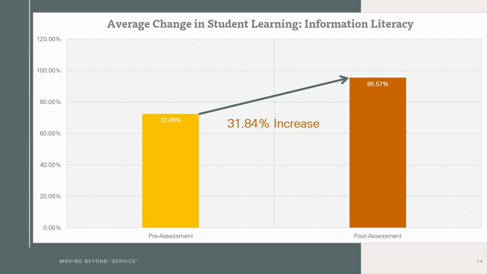Oh, I'm actually 4 minutes ahead. So what I'm going to do is stop for a second. Questions about what you've seen so far before we get into Canvas and we show you what this looks like.